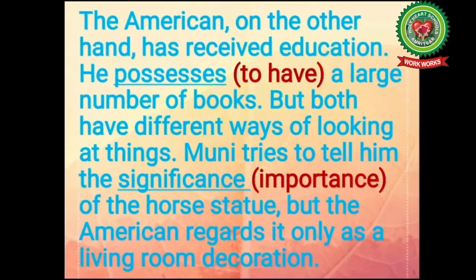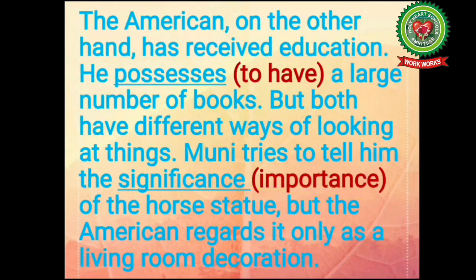The American, on the other hand, has received education. He possesses a large number of books, but both have different ways of looking at things. Muni tries to tell him the importance or the significance of the horse statue, but the American regards it only as a living room decoration. Children, possesses means to have, and significance means importance.